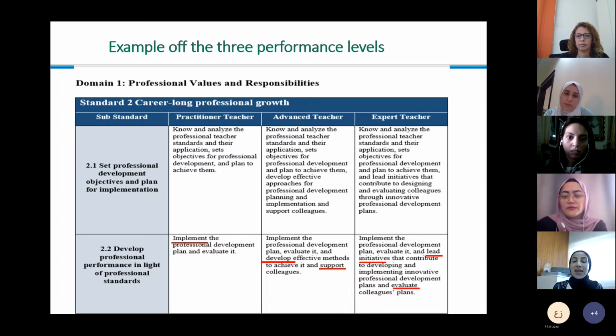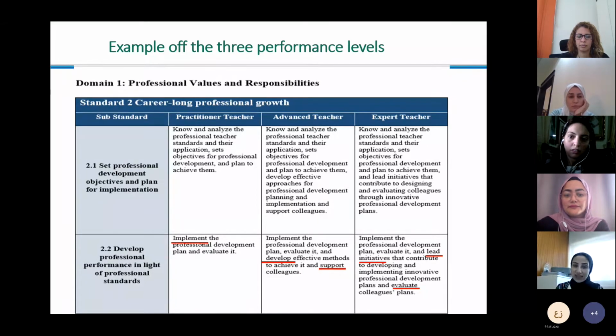Okay? Let's see here if this works here or not. I want Ala, read the practitioner teacher in setting professional development objectives and plan for implementation. Yes, Ala. Know and analyze the professional teacher standards and their application, sets objectives for professional development, and plan to achieve them. Excellent. So the practitioner teacher should know the standards.